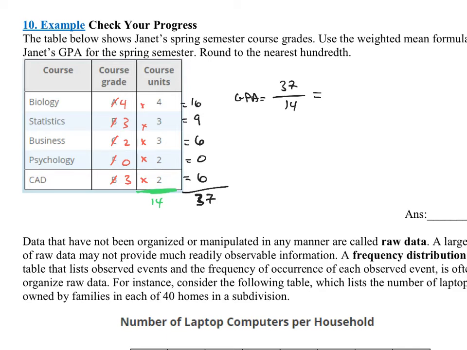Looks to me like I'm getting, it says round to the nearest hundredth. I'm getting a GPA of 2.64. 2.64 is what it looks like I got.